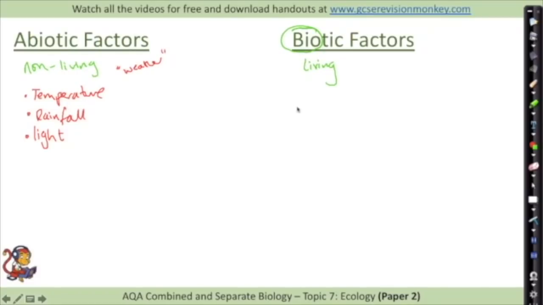The living factors that could affect or disrupt a community are things such as disease, predators, competition, and food availability.